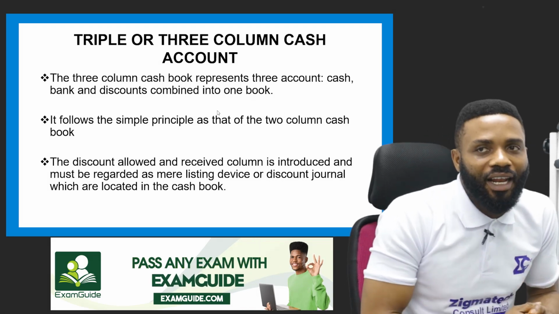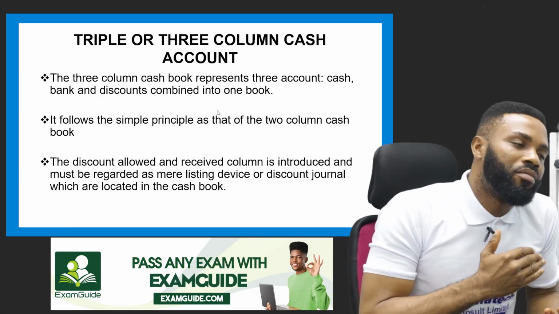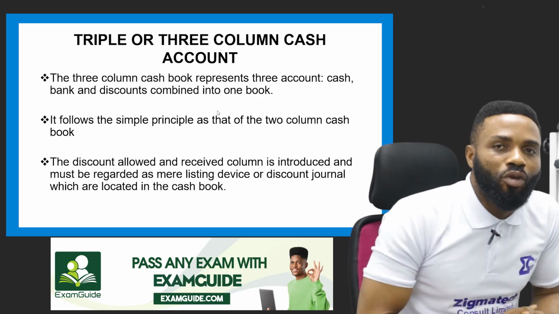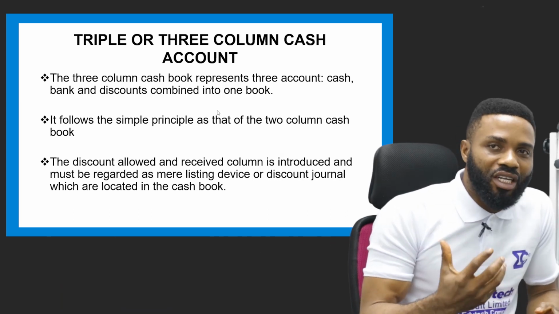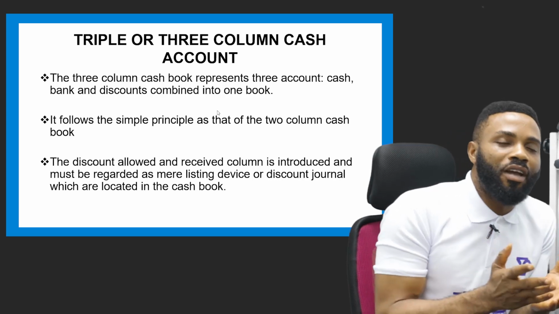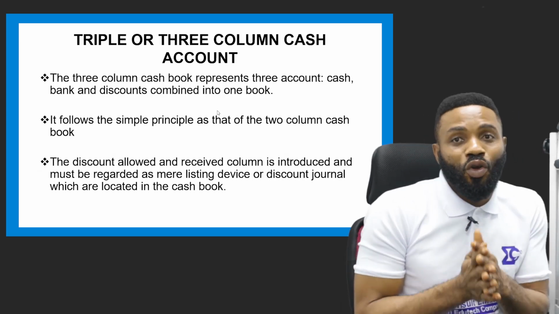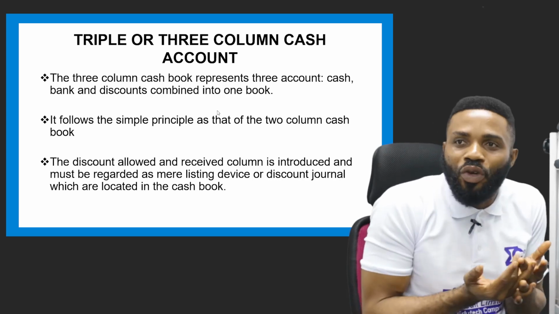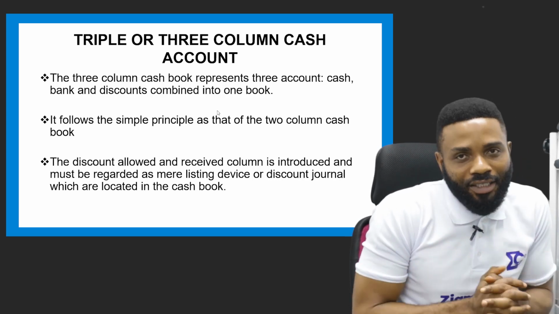That's why I said earlier that if you have not gone through first one-column cash book, two-column cash book, you may not be able to appreciate three-column cash book. As you can see now, if you have gone through the one-column or two-column cash book, you can see that the only difference here is the discount column, which we are going to major on in today's lesson.